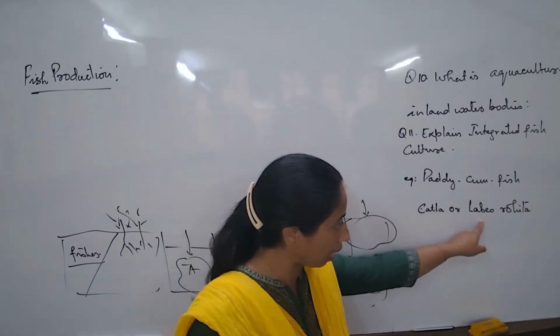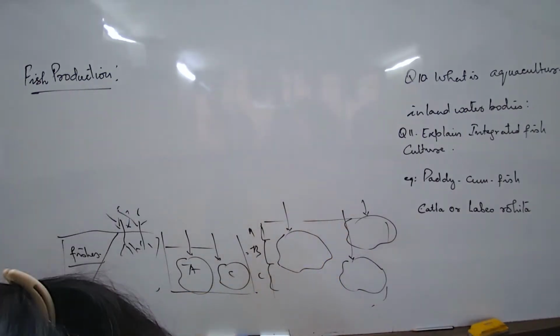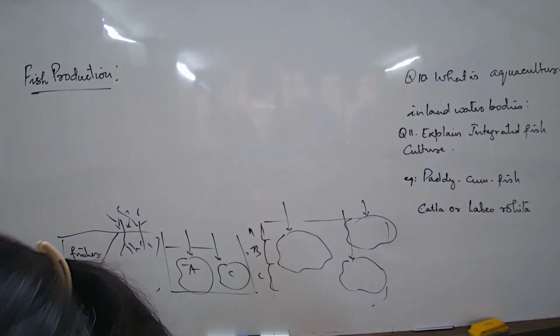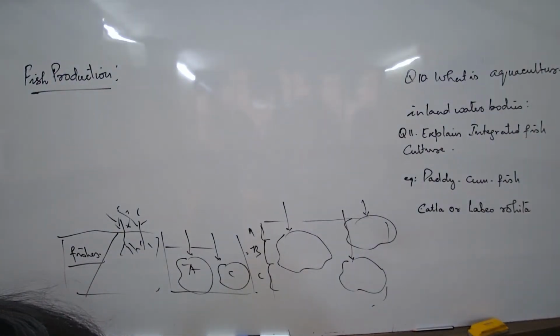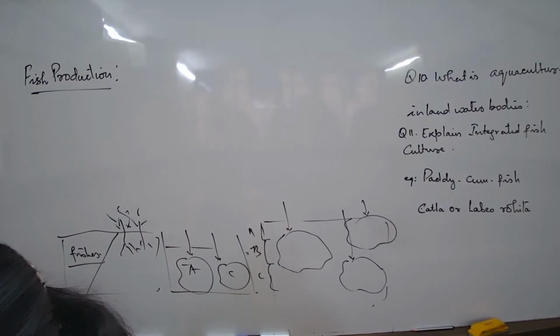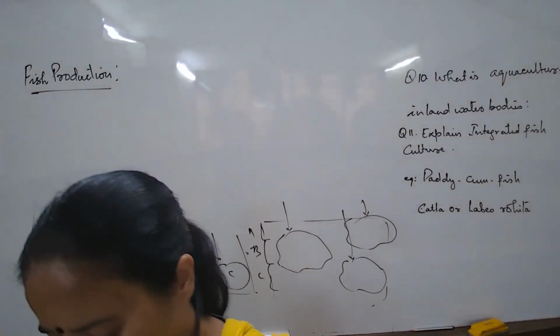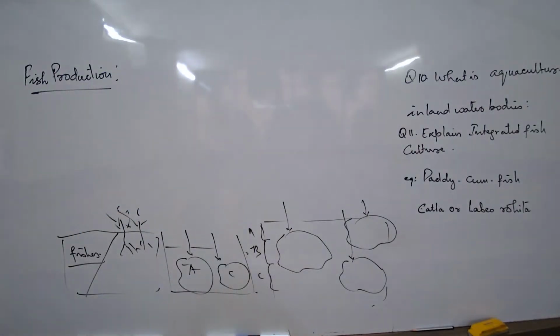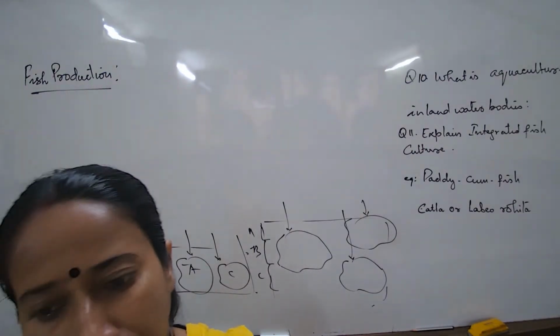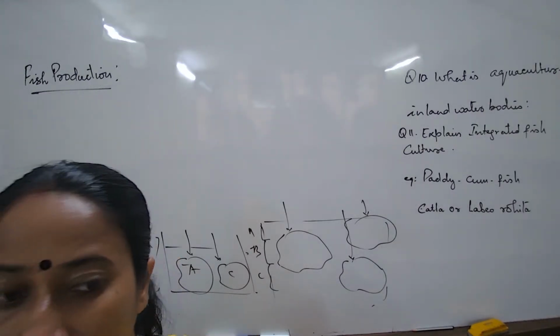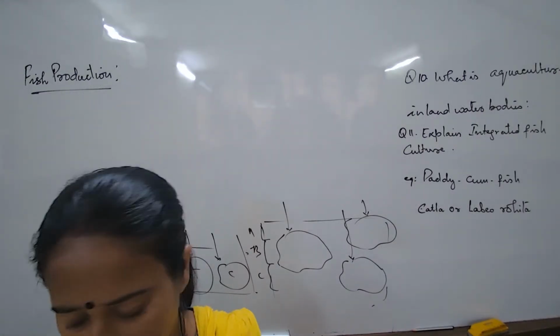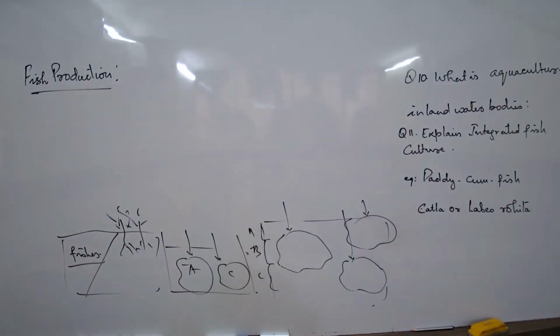Catla or Labiorohita. For example, paddy fish culture includes species like Catla or Labiorohita grown along with paddy or rice. So with paddy or rice, this type of fishes can be grown. The last question that we will do is paddy or rice, full stop.